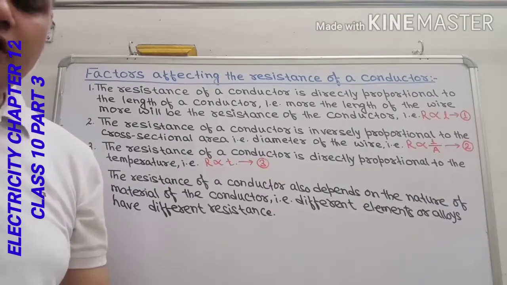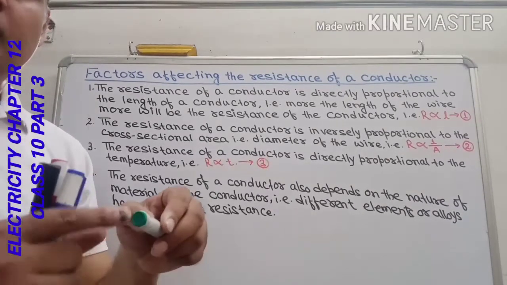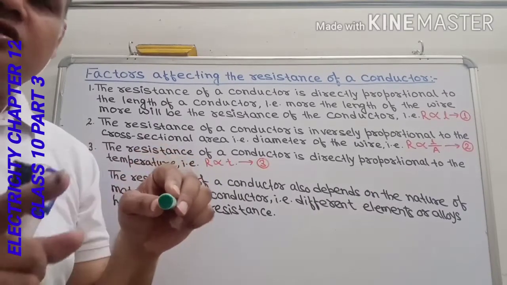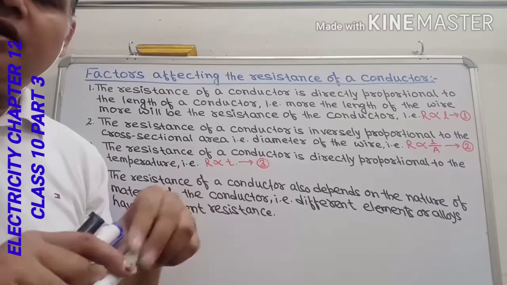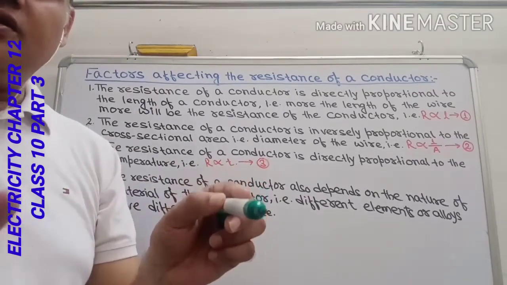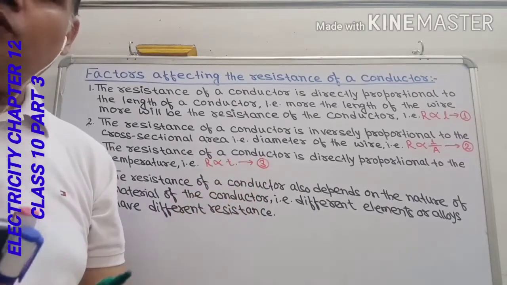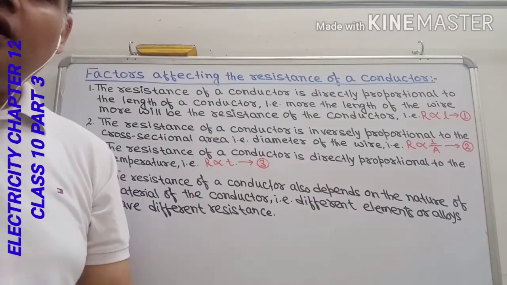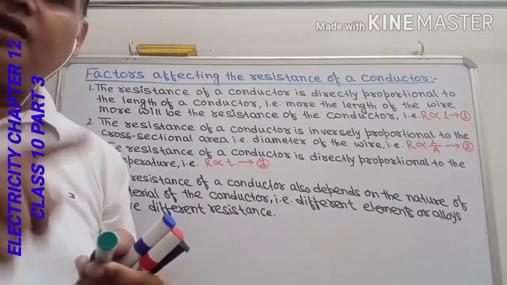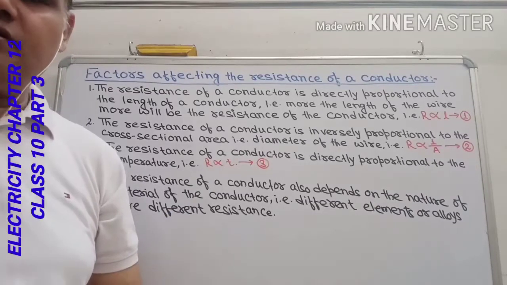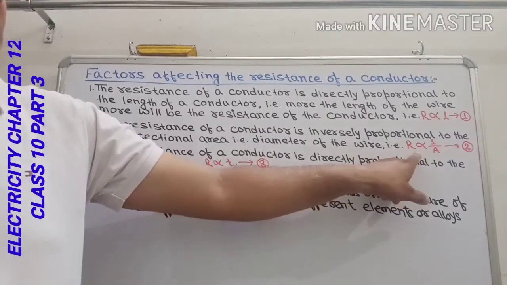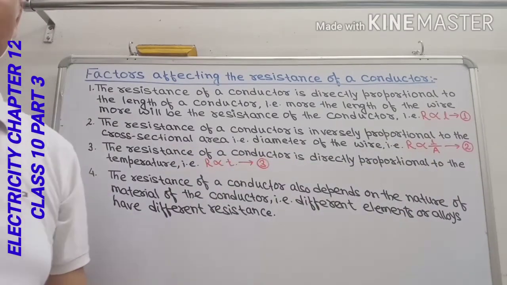The second point states that the resistance of a conductor is inversely proportional to the cross-sectional area. Cross-sectional area means how thick the conductor is. If the conductor is thicker, then the resistance will be lesser, and if the conductor is thinner, like this tip, then the resistance will be more. That means the resistance also depends on the diameter of the conductor. So according to equation number 2, the resistance is inversely proportional to cross-sectional area.